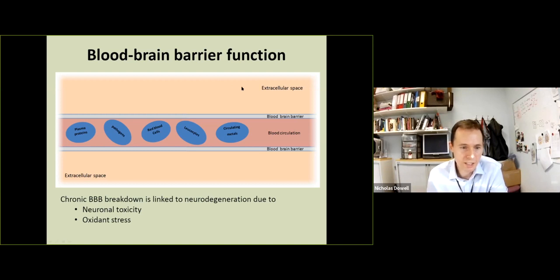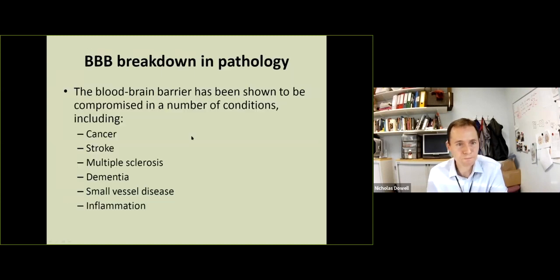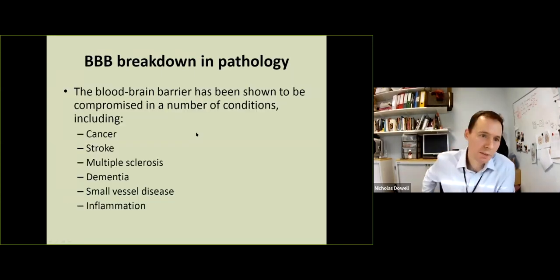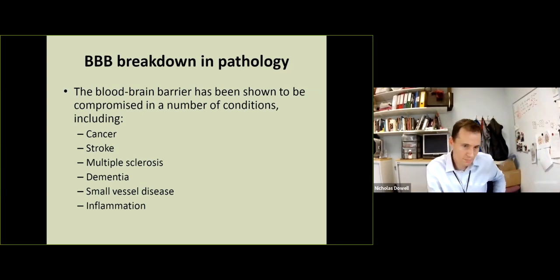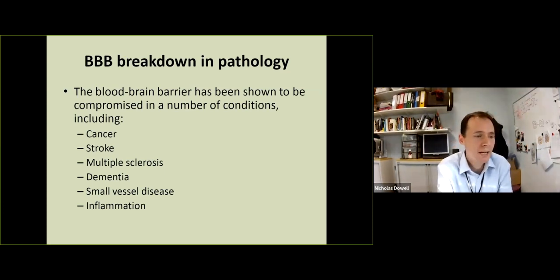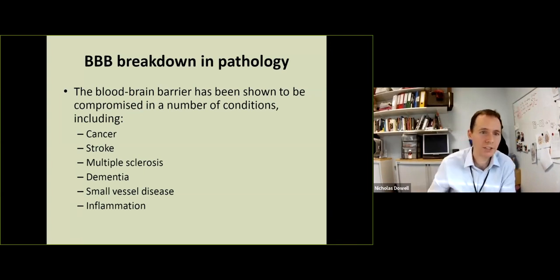If they were to get into the extracellular space, then this would lead to neurodegeneration. You get neuronal toxicity and oxidant stress. So the idea of this blood-brain barrier is that it only lets through the good stuff, but keeps out the bad stuff. But in certain types of pathology, this blood-brain barrier becomes compromised. So, for example, in cancer, stroke, MS, small vessel disease, or inflammation, we see that this blood-brain barrier becomes compromised and more permeable and can actually let out some of these neurotoxic species into the brain tissue.